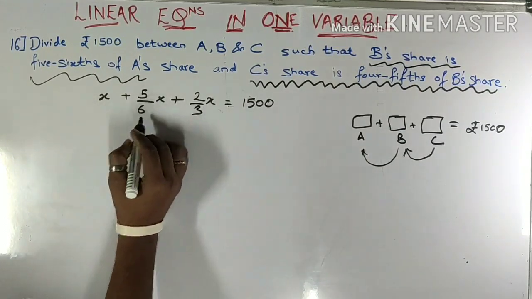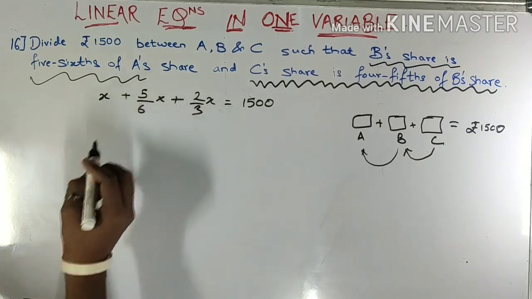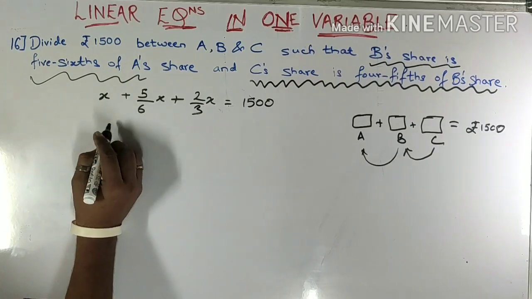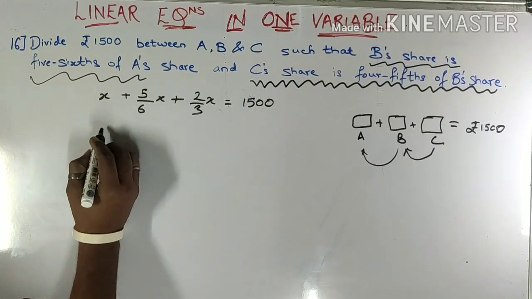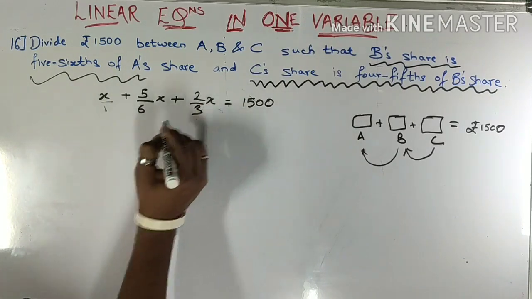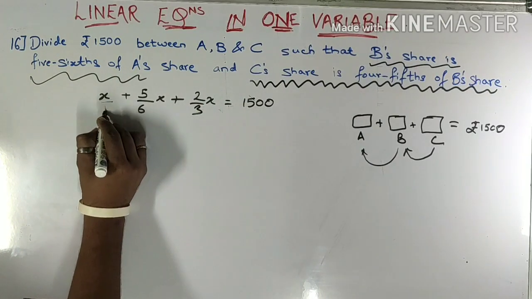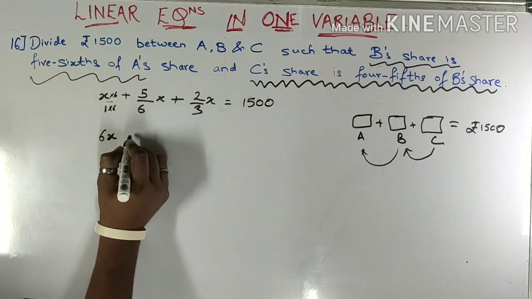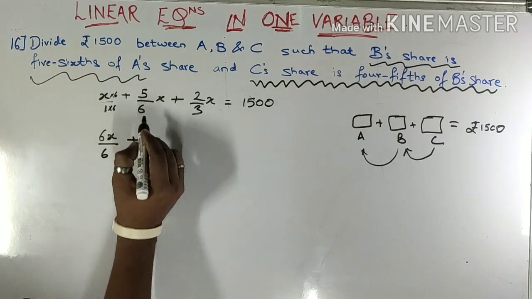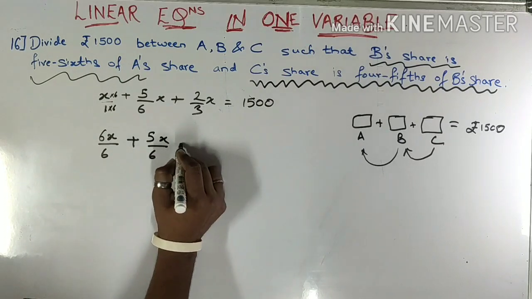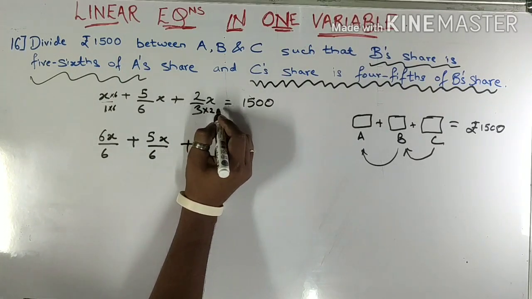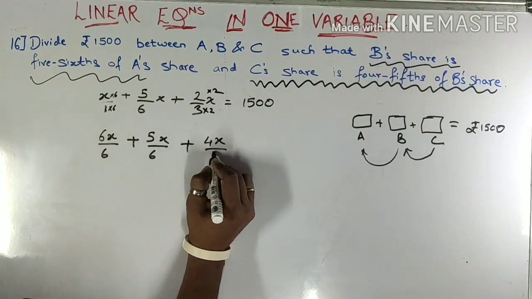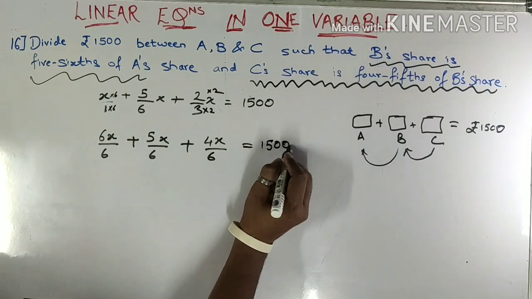LCM of the denominators is 6. So I want to convert these denominators as 6 and equate it. So this is x by 1, this is 2 by 3. If I want to convert this into 6, I'll have to multiply this by 6, so the numerator also multiplied by 6. So 6x upon 6 plus this already has 6, plus if I want to make this 6, I'll have to multiply this by 2, and numerator also I'll multiply by 2. So which gives me 2 2s are 4x upon 6. That gives me 1500.